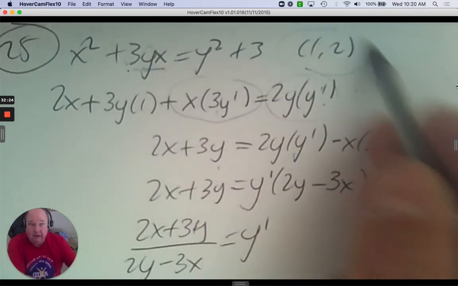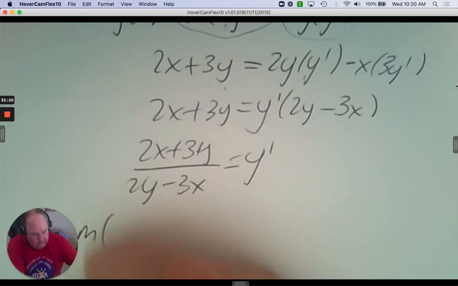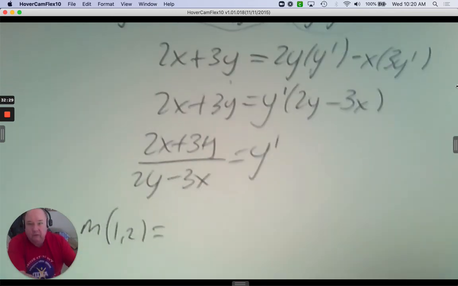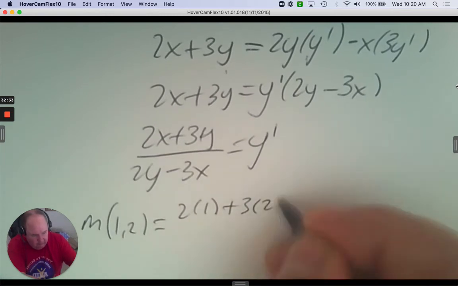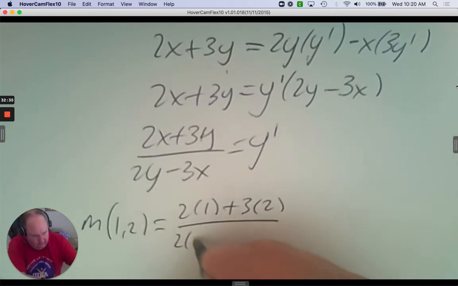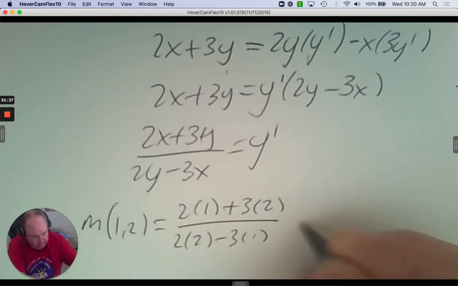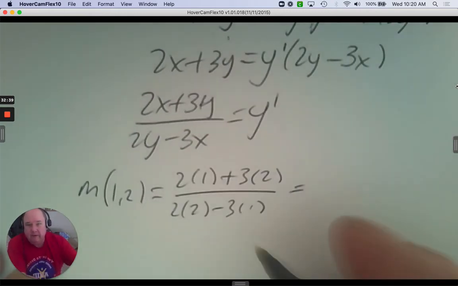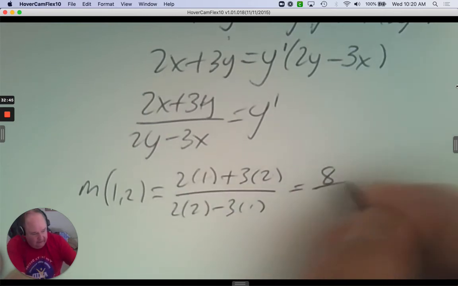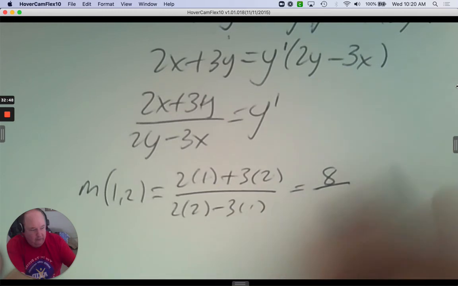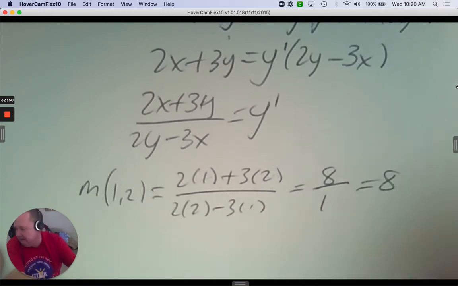We have a point to plug in. To find the slope at (1, 2), where there's an x, you plug in 1, and where there's a y, you plug in 2, and then simplify. So plug in 1 for x and 2 for y and simplify. That is 2 plus 6, which is 8, over 4 take away 3, which is 1. So the slope there is 8.